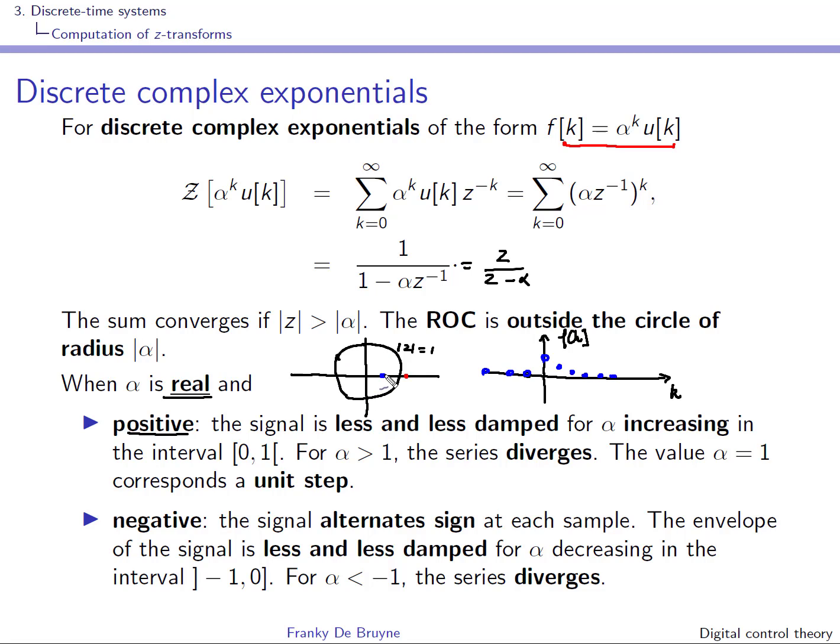So we can now have a look at what happens if alpha is outside the unit circle, so it's positive and larger than 1. Obviously the sequence is still causal. You start from 1, then 1.1 to the power of 1, then 1.1 to the power 2, it will be increasing, and what you will have is something that will be diverging. It will be exponentially increasing with increasing k.